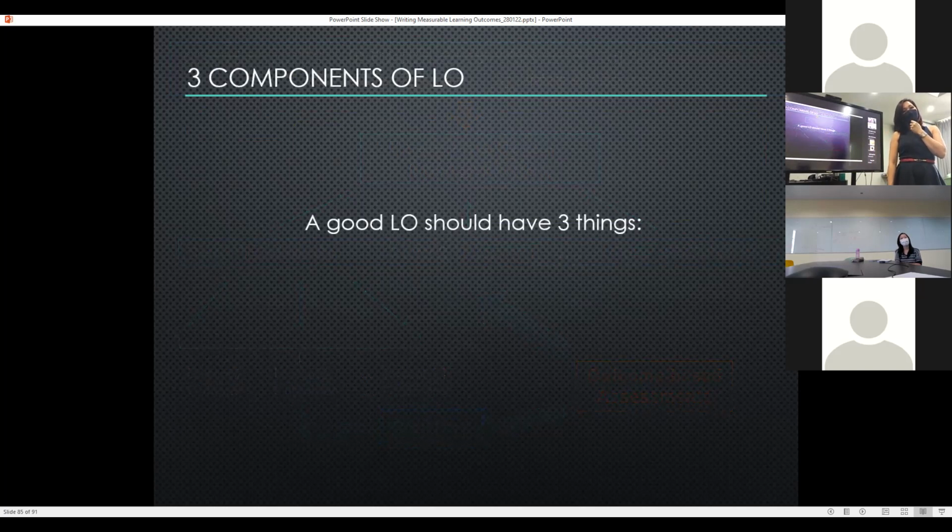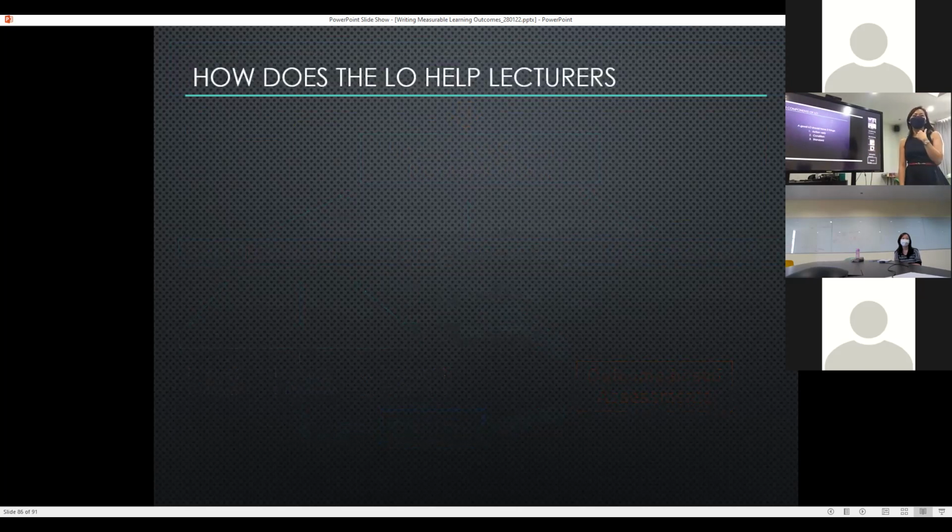Good LO must have 3 things. Can you remember what are the 3 things? Verb, action verb, condition, and standard. Verb, condition, and standard. Okay, so remember these 3 things, yeah? Verb, condition, and standard.